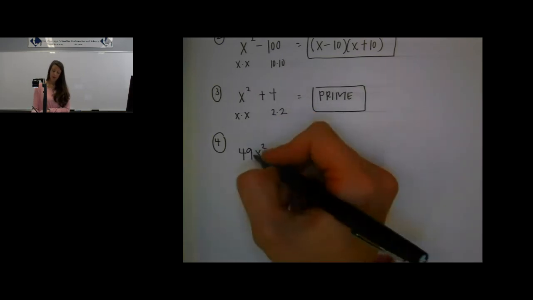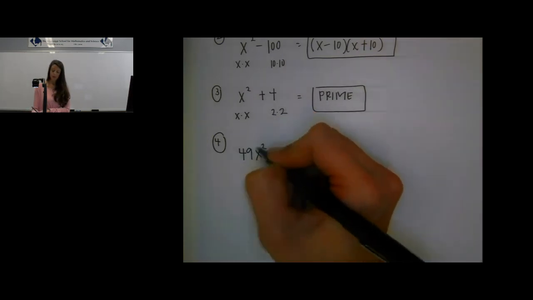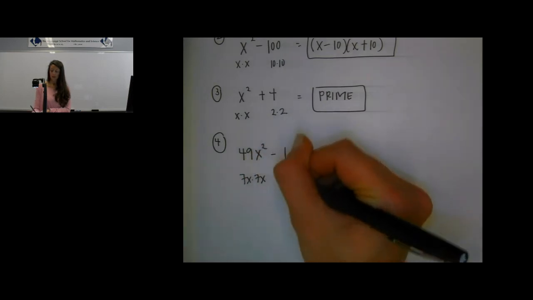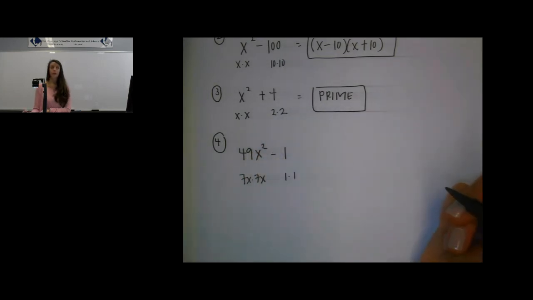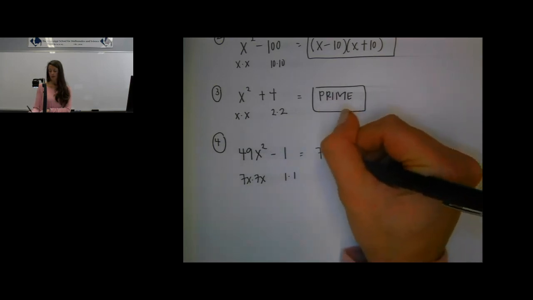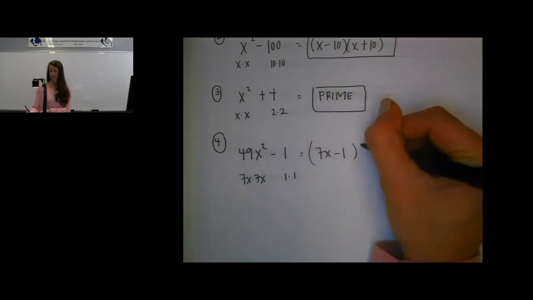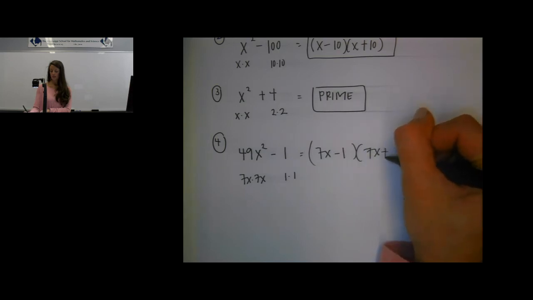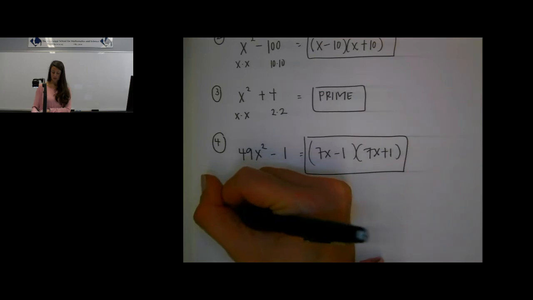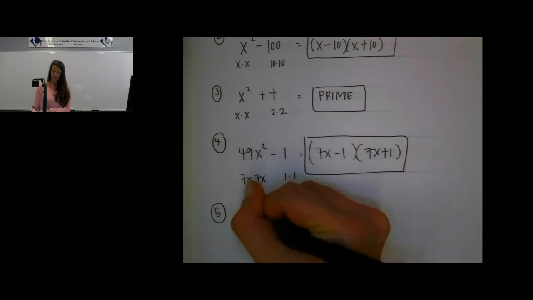Okay, what multiplies together to give me 49x squared? That's a 7x times a 7x. What multiplies together to give me a 1? A 1 and a 1. They're separated by a minus sign, so this can factor to 7x minus 1 times 7x plus 1. Check your answers to make sure that you are correct.